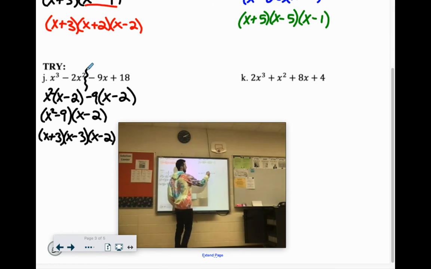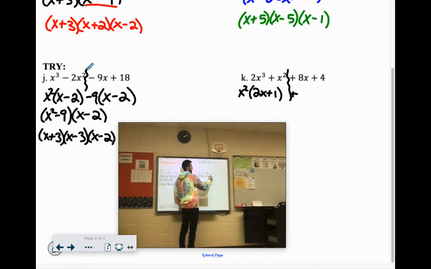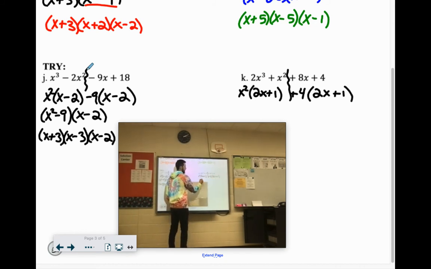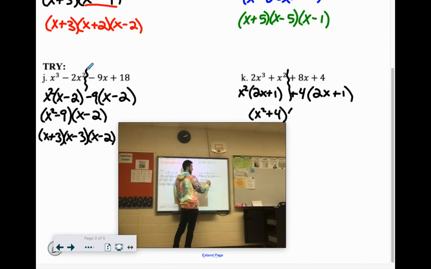Over here, split it, x squared, 2x plus 1. These have 4 in common, 2x plus 1. So we have x squared plus 4, which we're not going to be able to do anything else with because that's the sum of squares. And we have 2x plus 4.